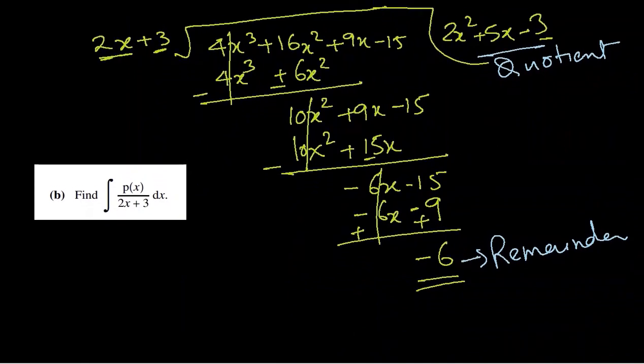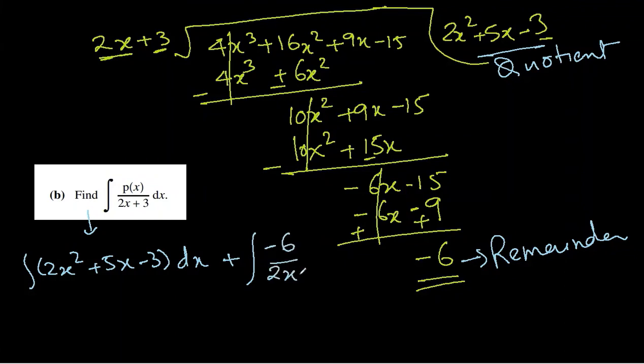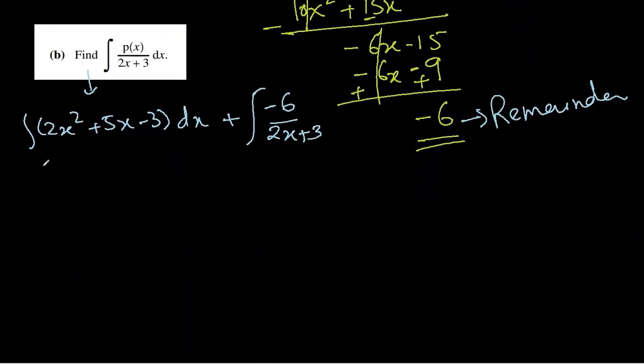Alright. So px divided by 2x plus 3 can be written as, okay, the full quotient first, 2x squared plus 5x minus 3 dx, this complete one. But then we have a remainder of minus 6. So we'll have minus 6 over 2x plus 3, right? So the remainder becomes the part of the fraction, and the one which was quotient becomes a complete expression. So we can integrate this one first.